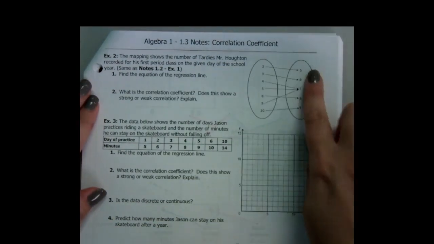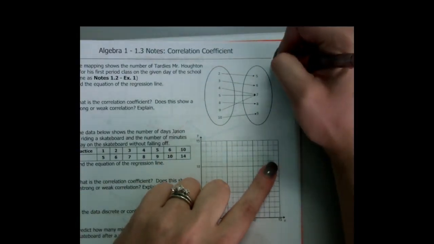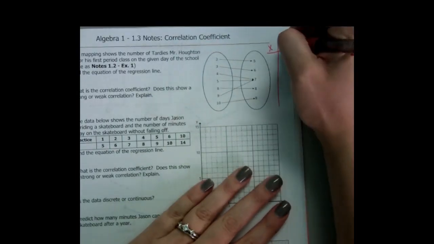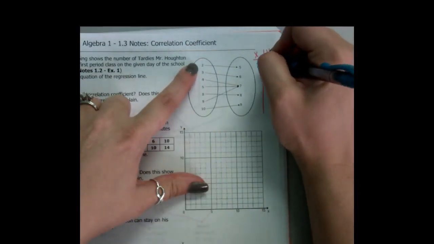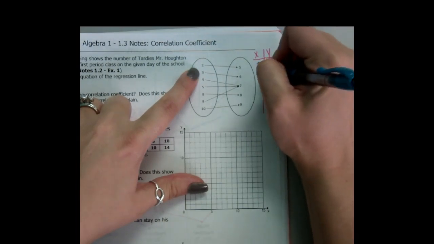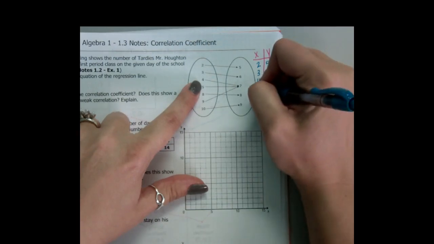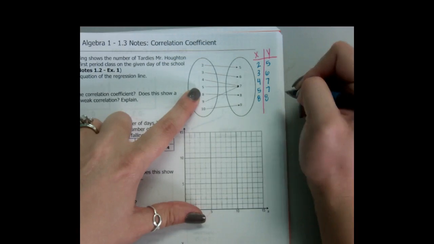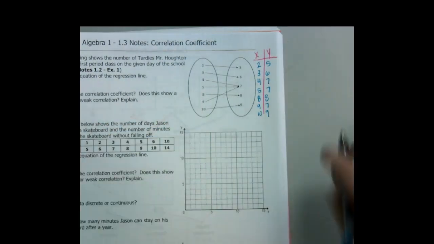All right, so first up, because this is a mapping, I'm going to go ahead and turn it into a table so that I know exactly which points I'm putting in where. Okay, first point is the point 2, 5, 3, 6, 4, 7, 5, 7, 8, 8, 9, 7, 10, 9.